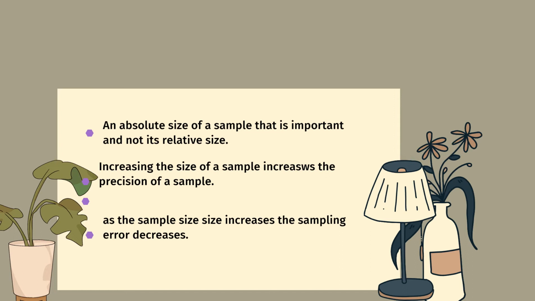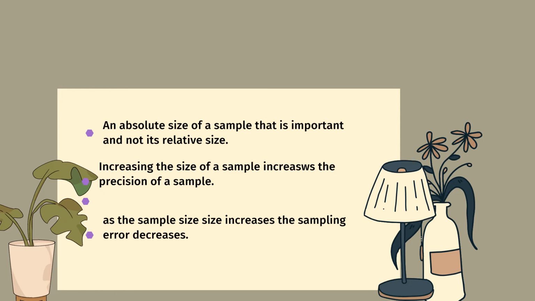Increasing the size of a sample increases the precision of a sample. However, a large sample cannot guarantee precision, so it is probably better to say that increasing the size of a sample more likely increases the precision. As the sample size increases, the sampling error decreases.